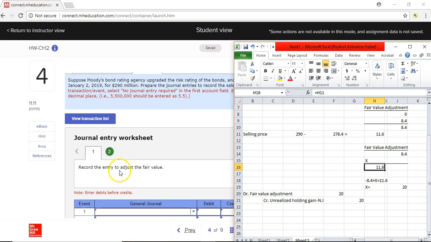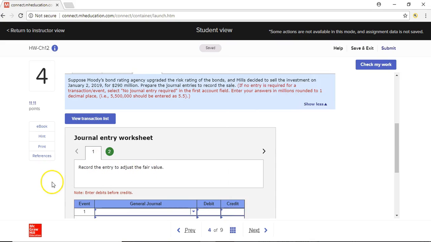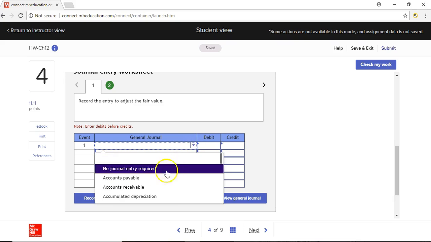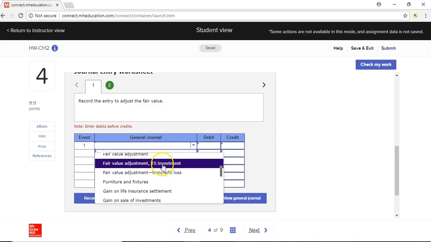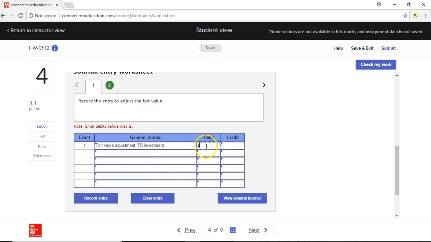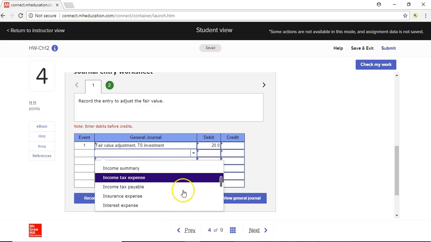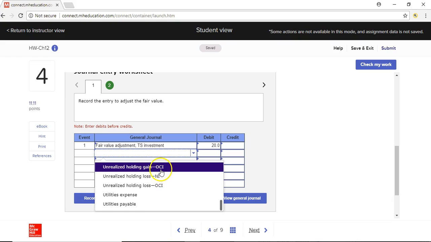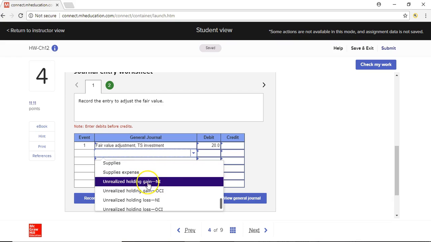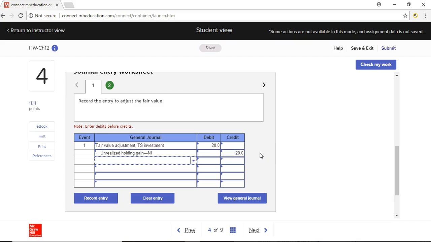So the first requirement entry to adjust the fair value, we debit fair value adjustment trading securities by $20 million and credit unrealized holding gains through the net income by $20 million. Okay. Note though, this is an income statement gain. Okay.